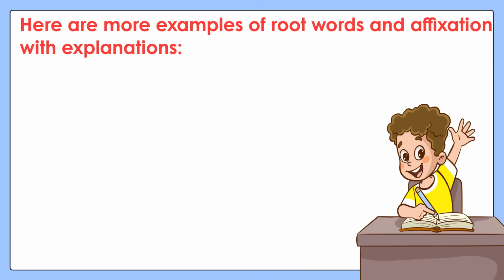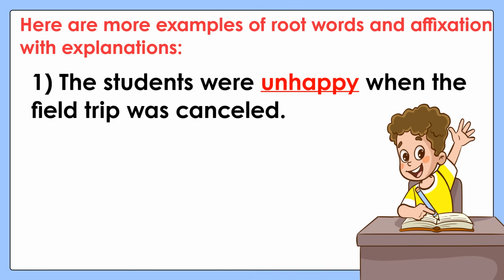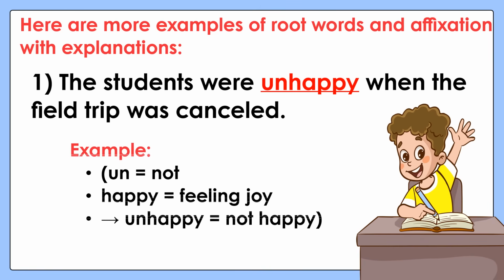Here are more examples of root words and affixations with explanations. First, the students were unhappy when the field trip was cancelled. Example, un means not. Happy means feeling joy. Unhappy means not happy.